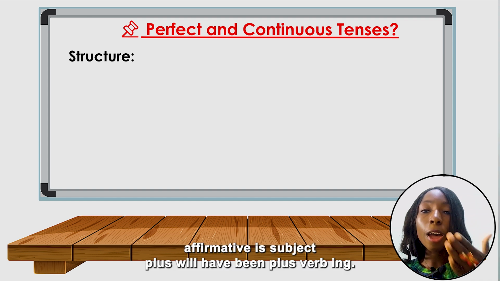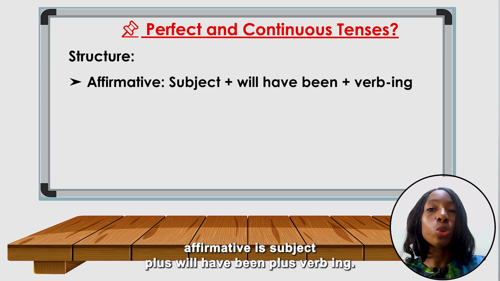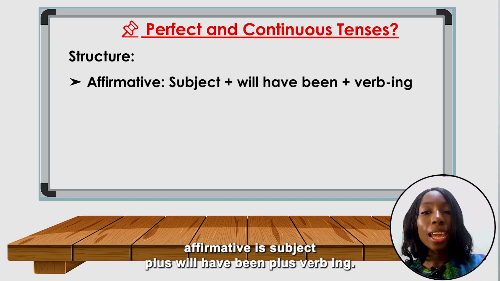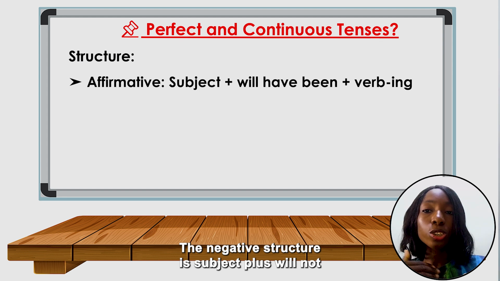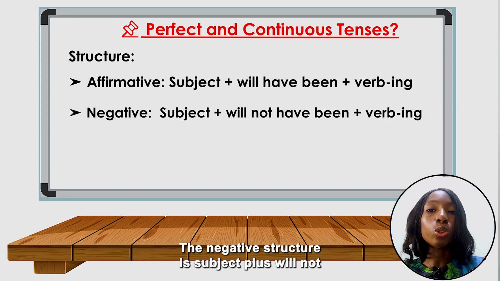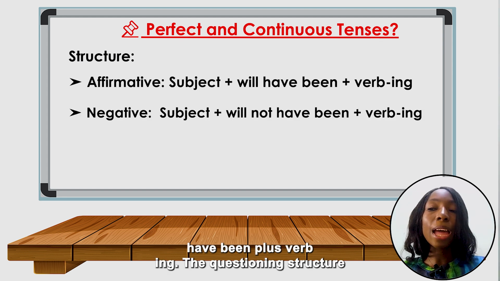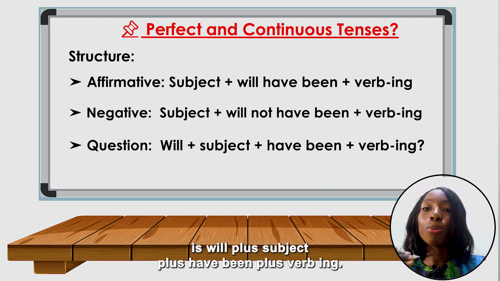And the structure for affirmative is subject plus will have been plus verb ing. The negative structure is subject plus will not have been plus verb ing. And the questioning structure is will plus subject plus have been plus verb ing.